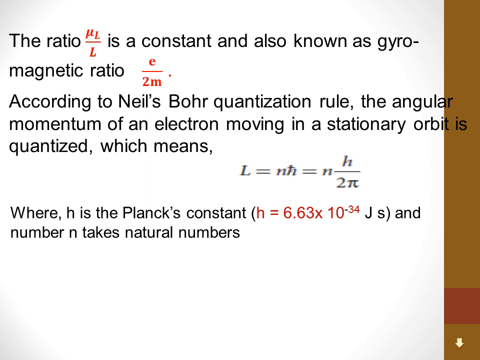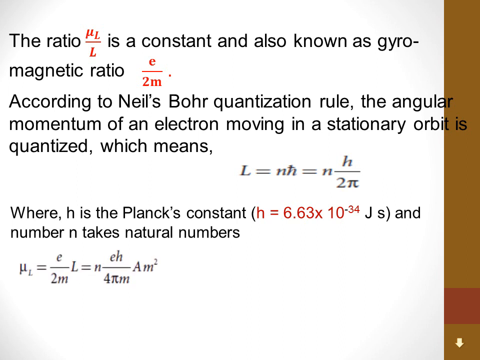Therefore, according to Niels Bohr's quantization rule, the angular momentum of an electron moving in a stationary orbit is quantized. Therefore, L is equal to n h bar, which is equal to n into h by 2 pi, which you learned earlier in the classes. Here h is Planck's constant, 6.63 into 10 to the power minus 34 joule second, and the number n takes natural numbers.